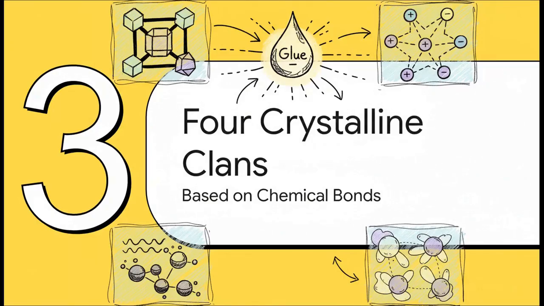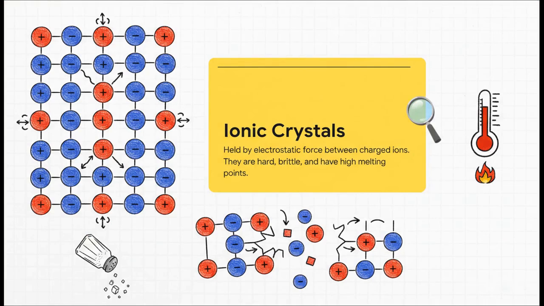Okay, now this is where it gets even more interesting, because it turns out not all crystals are created equal. The crystalline family is actually divided into 4 distinct clans, and what defines each one is the kind of chemical glue, the bond, that's holding their particles together. First up, we've got the ionic clan. This includes our friend table salt, NaCl. Here, you've got positively and negatively charged ions, and they're held together by pure electrostatic attraction. It's like a rigid grid of tiny, powerful magnets.